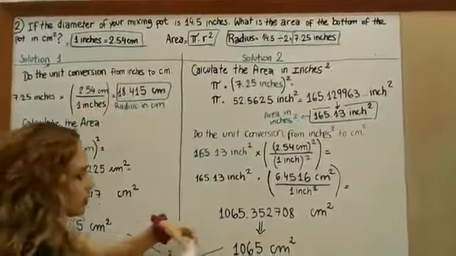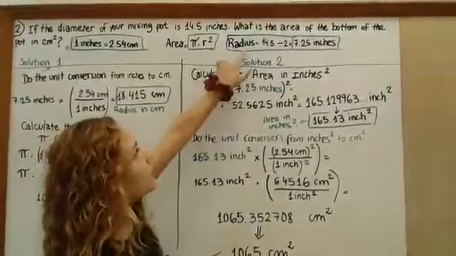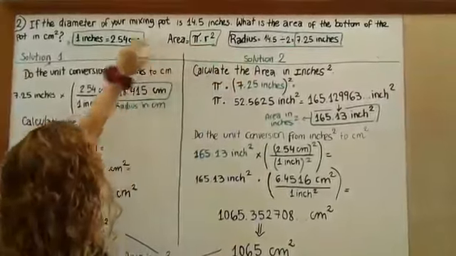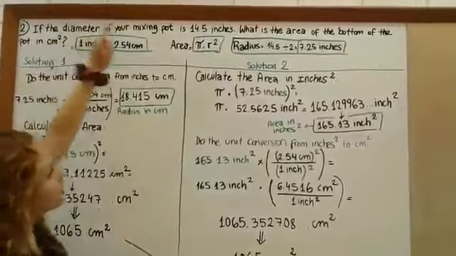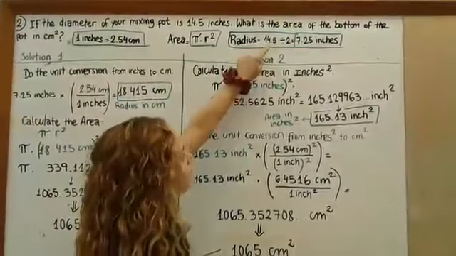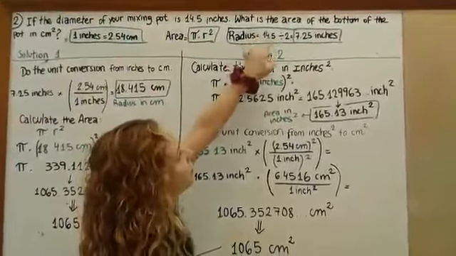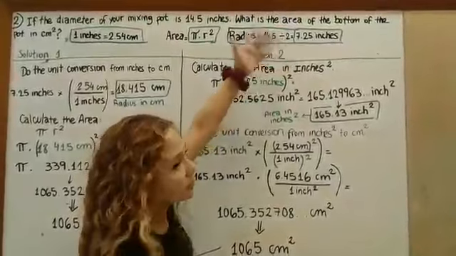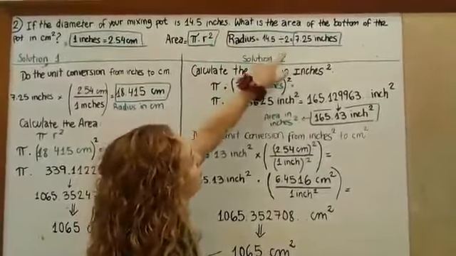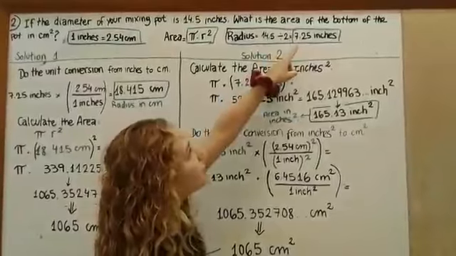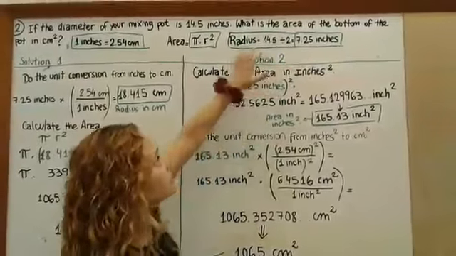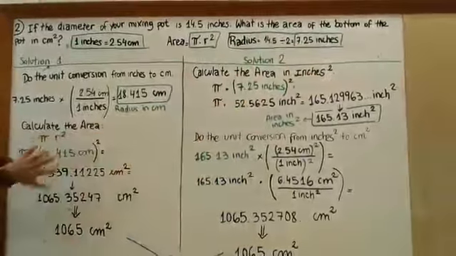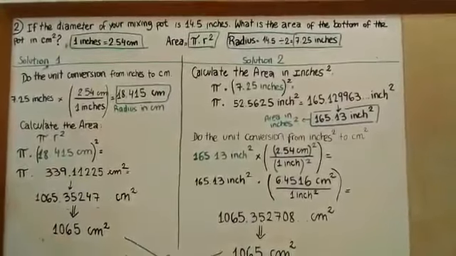And the radius is half the diameter. We have the information about the diameter. The diameter is 14.5 and we need to divide it by 2 because it's the half, and the answer will be 7.25 inches. This is the radius. So we have two solutions to do these problems.